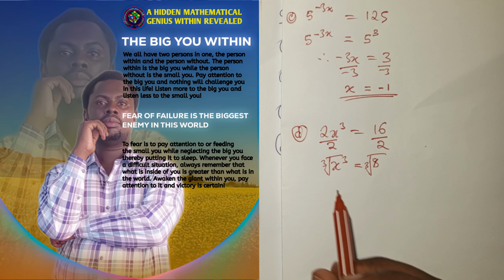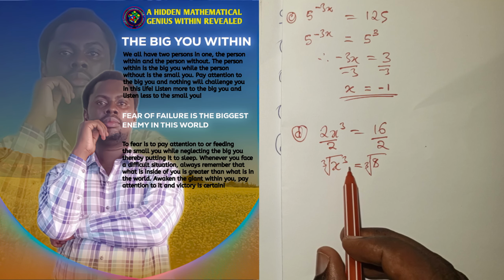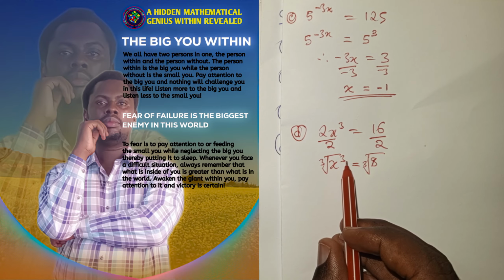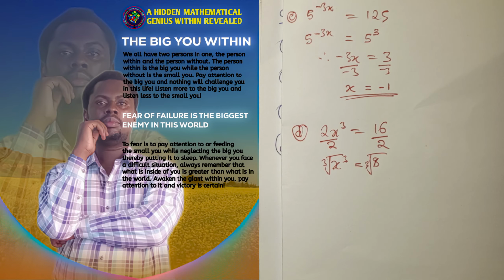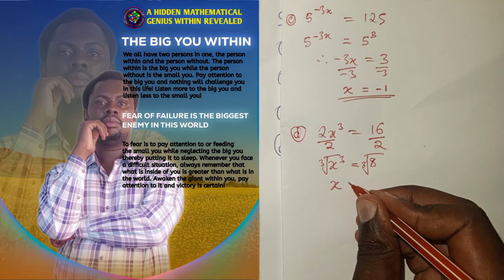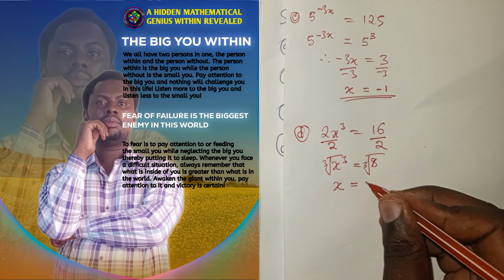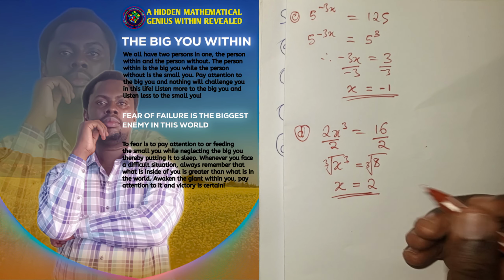Okay, so the cube root of x to the power 3, the cube root and power 3 will cancel out. So we are going to remain with x is equal to, then cube root of 8, that is the number you can multiply 3 times by itself to get 8. And this number I believe is 2. So x is equal to 2.